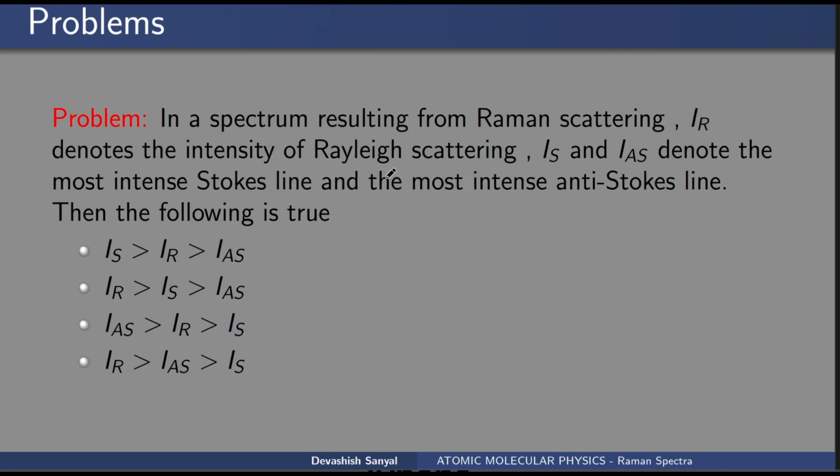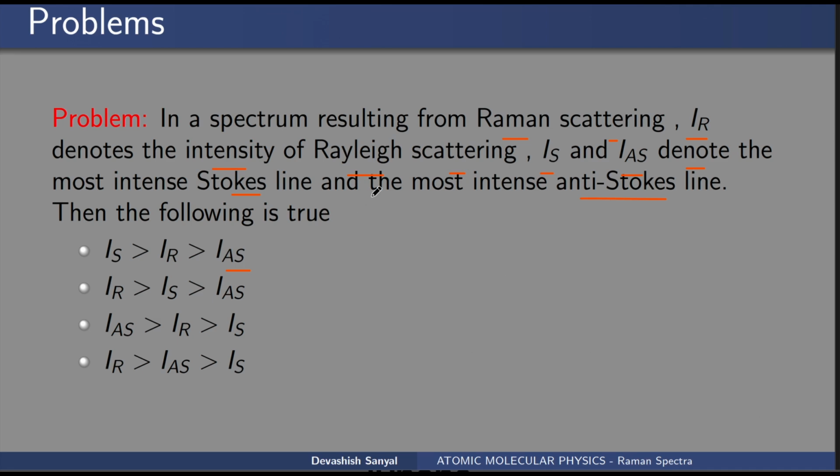So let us do a few problems. In a spectrum resulting from Raman scattering, IR denotes the intensity of Rayleigh scattering. IS and IAS denote the most intense Stokes and the most intense anti-Stokes line. Then which of the following is true? Intensity of Stokes is greater than intensity of Rayleigh, greater than intensity of anti-Stokes, etc. So we have 4 options.